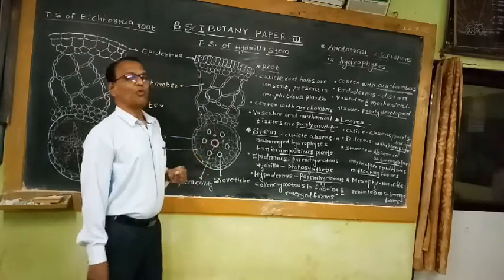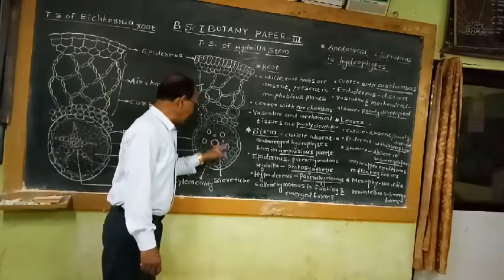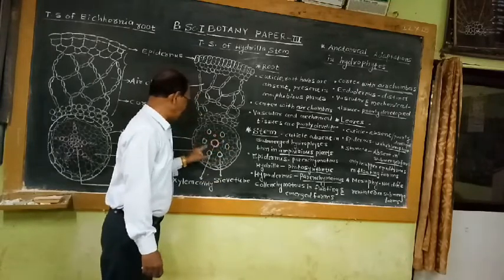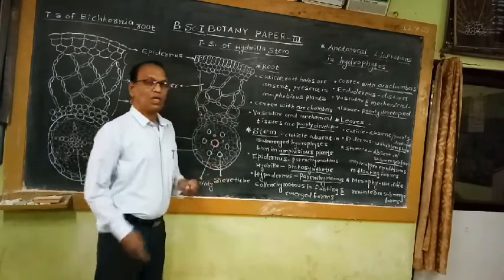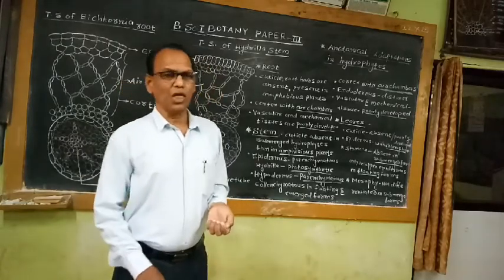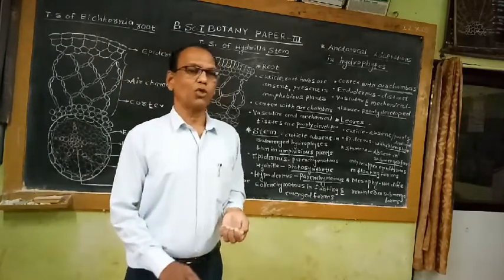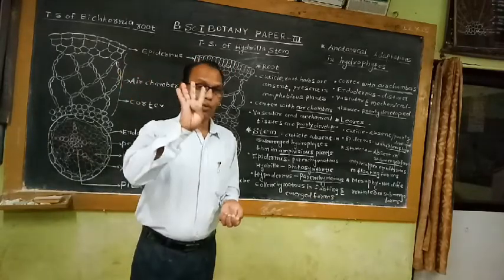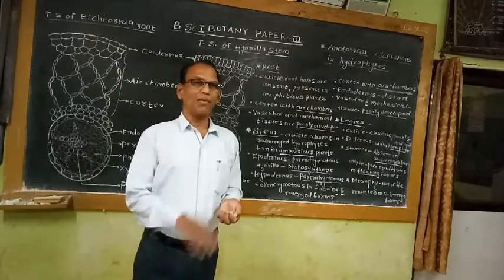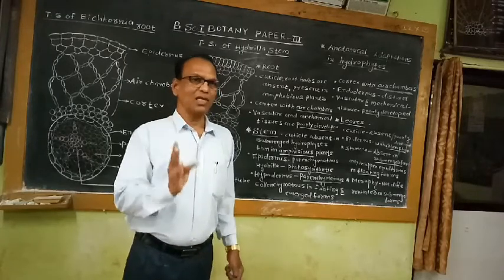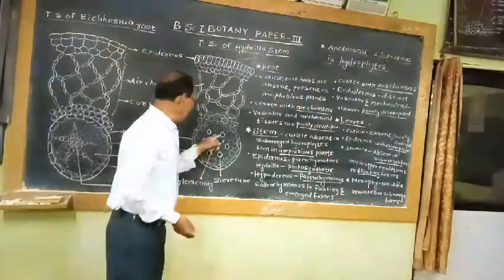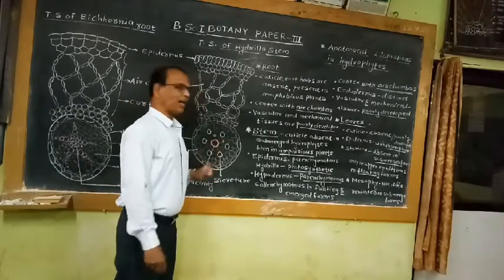This phloem is also poorly developed. It is represented by only phloem parenchyma and sieve tubes. These green patches represent sieve tubes. Phloem is another complex conducting tissue, and it is also made up of four elements: sieve tubes, companion cells, phloem fibers and phloem parenchyma. Out of these four elements, only sieve tubes and phloem parenchyma are there.